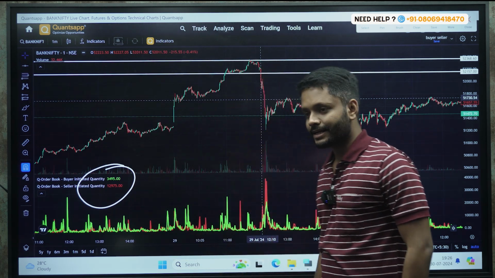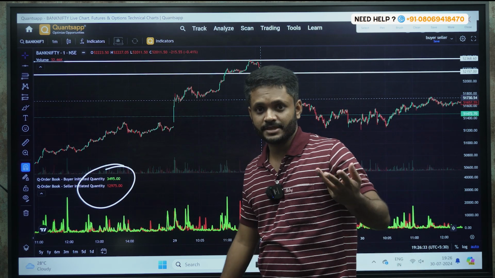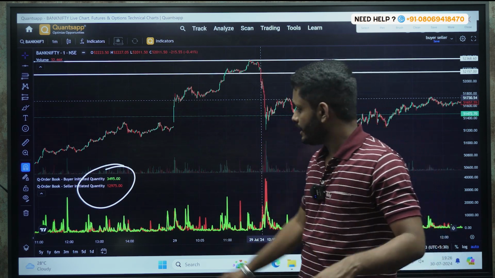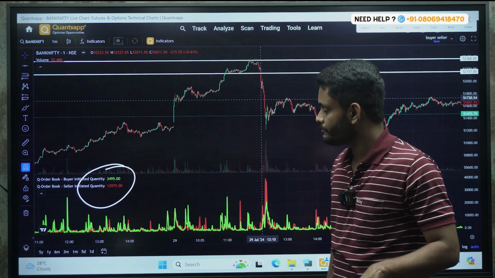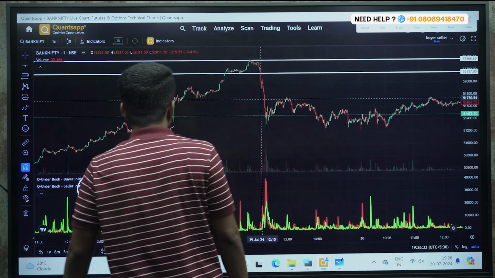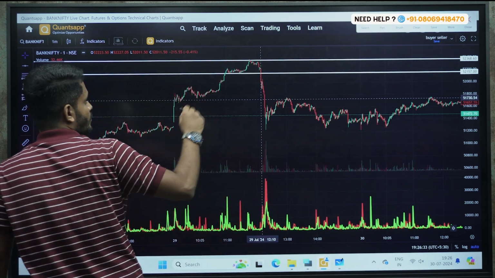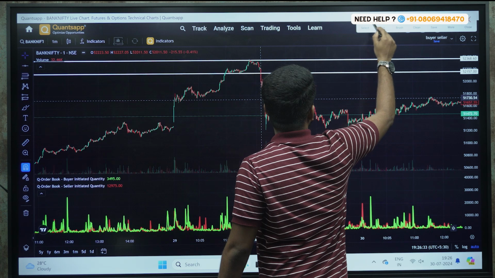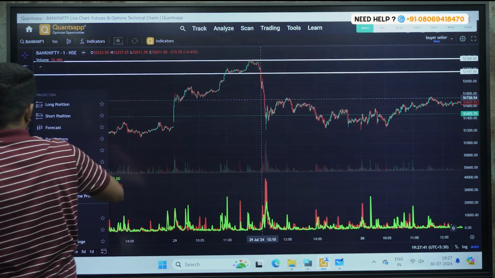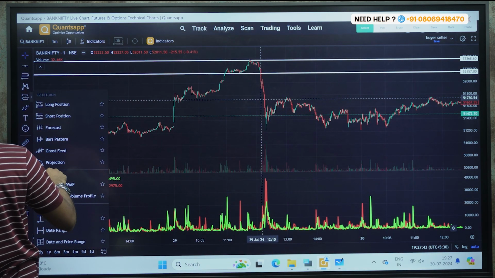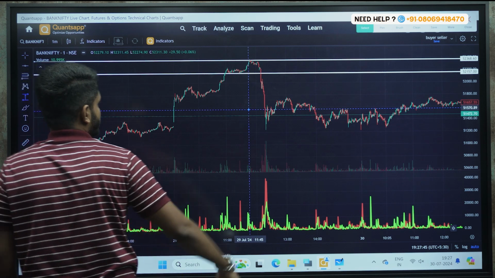So here I can clearly see that sellers were 4 times aggressive. What the rule book says is 2 times. Here it is 4 times. So definitely this is a good trade for me. Correct. So here if I would have initiated a trade, how many points could I have made? Let me mark this price range.